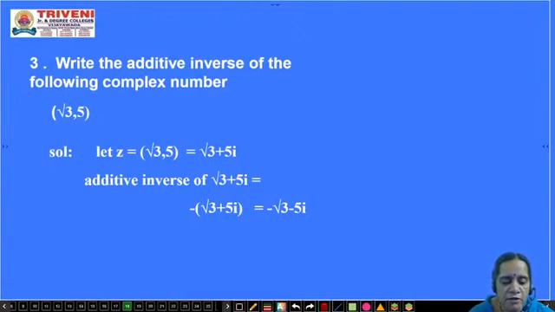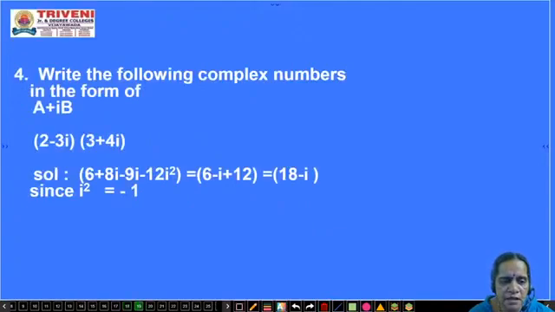Okay, and then we are going to the next one. Write the following complex numbers in the form a plus ib: 2 plus 3i into 3 plus 4i. This is in the form of z1 z2, the multiplication of the complex numbers z1 and z2. This is also the same value.